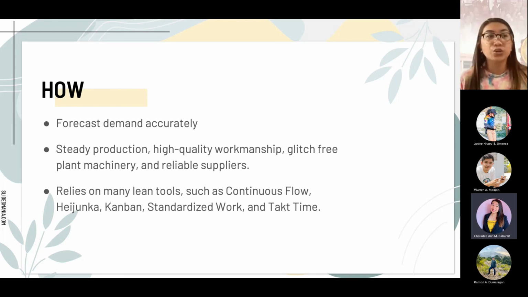So they actually go communicate to their suppliers once there's a demand for it. But if there's no demand for it, they don't get from the suppliers. No, so it really relies a lot on many lean tools: continuous flow, Heijunka, Kanban, standardized work, and takt time. Because if you do have takt time, then your suppliers understand that there's a need for that.